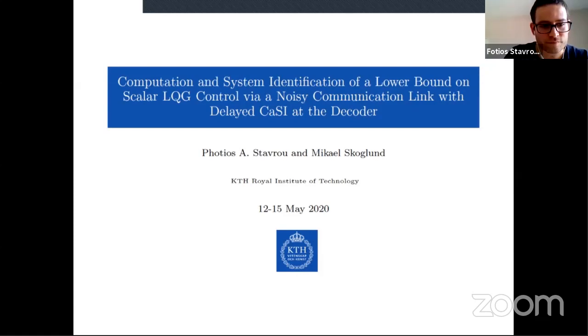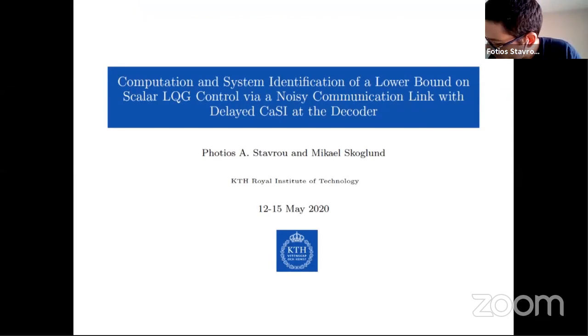Hello, my name is Fotios Stavrou, and today I will present our work entitled Computation and System Identification of a Lower Bound on Scalar LQG Control via a Noisy Communication Link with Delayed Causal Side Information at the Decoder. This is a joint work with Mikael Skoglund. Both authors are with KTH Royal Institute of Technology in Sweden.